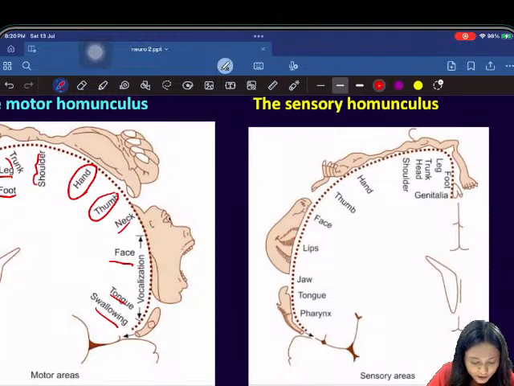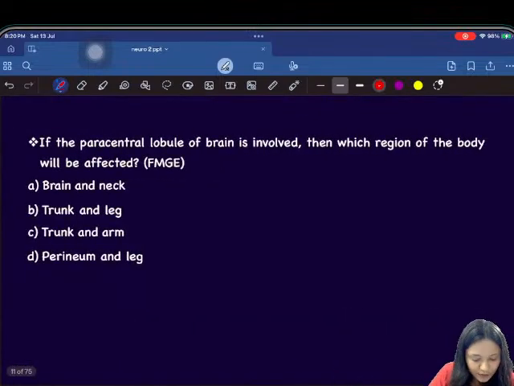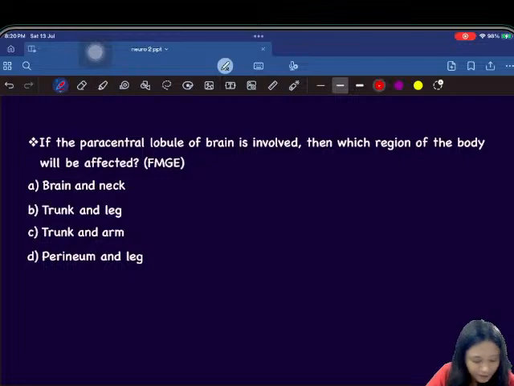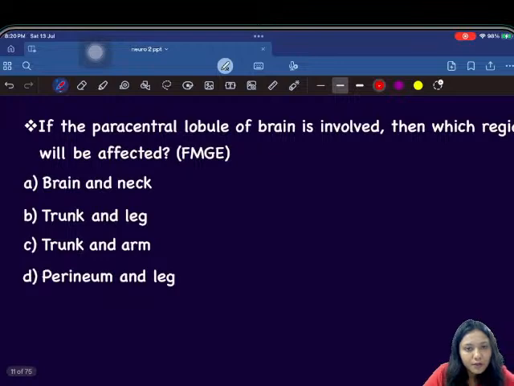Okay, now there is a question which came on the homunculus, on the paracentral lobule. For that I am asking you this: if the paracentral lobule of the brain is involved, then which region of the body will be affected? They have given the brain and neck, the trunk and leg, trunk and arm, and the perineum and leg. So any answer in the chat? If the paracentral lobule is affected, which region will be affected?